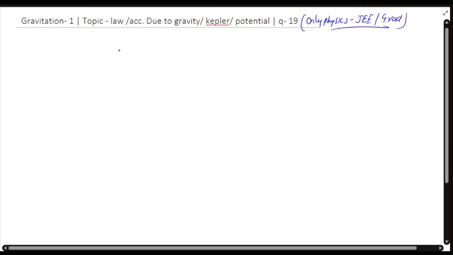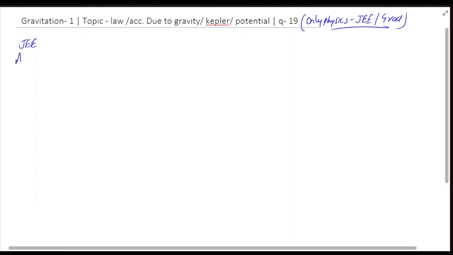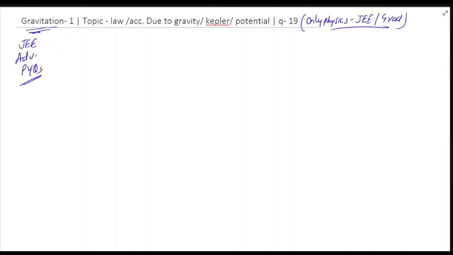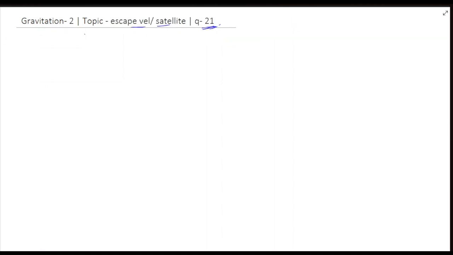Today we will be discussing JEE Advanced PYQs from the chapter Gravitation. This will be the first video, and the topics will be law of gravitation, acceleration due to gravity, Kepler's law, potential, and gravitational field. There will be another video on gravitation based on escape velocity and satellites, and there will be 21 questions from that.